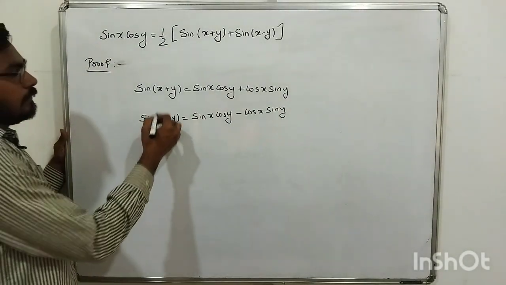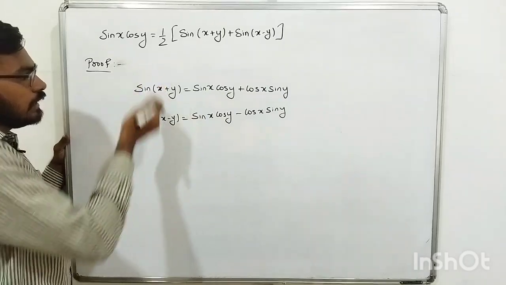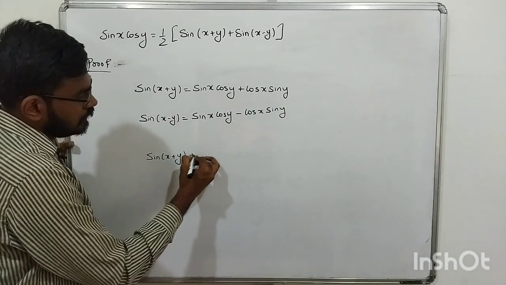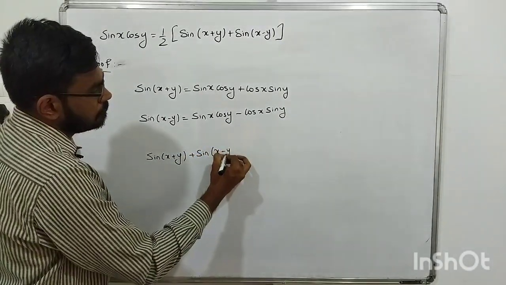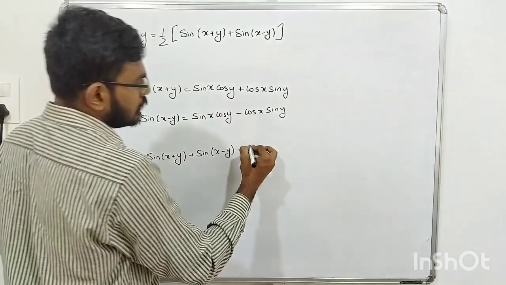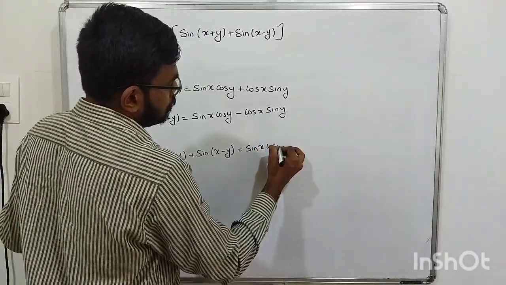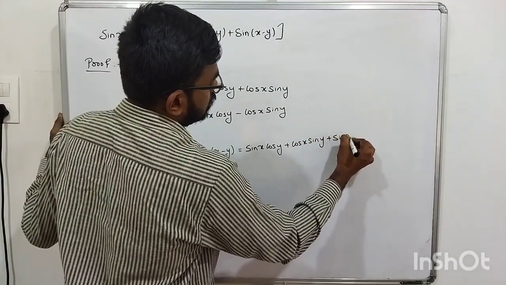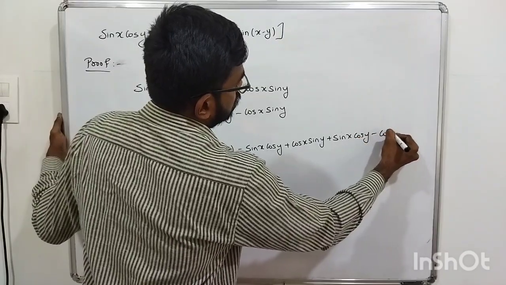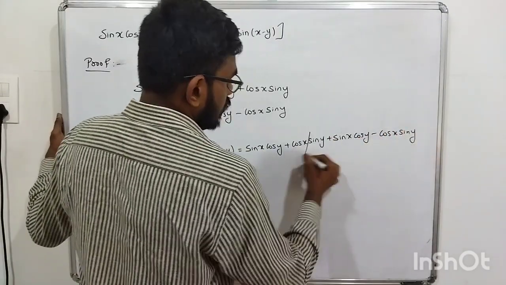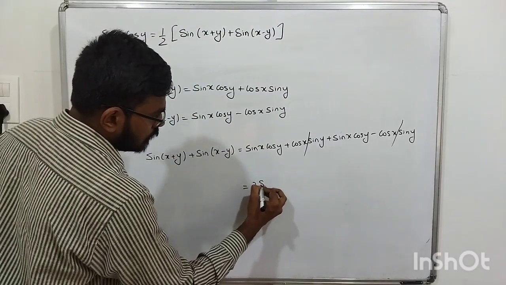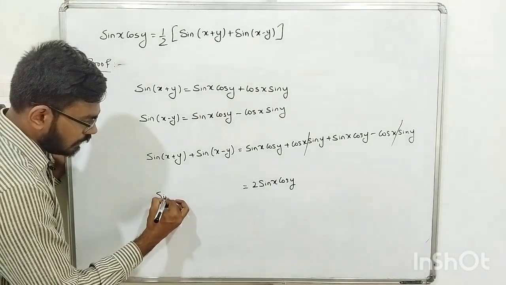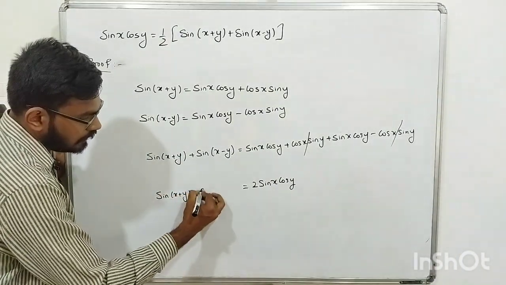Now add these. See, there is plus here, so we'll add this. So sin(x plus y) plus sin(x minus y) is equal to, we'll add this, sin x cos y plus cos x sin y, again plus sin x cos y minus cos x sin y. Then cancel this, we get 2 sin x cos y. And here sin(x plus y) plus sin(x minus y).